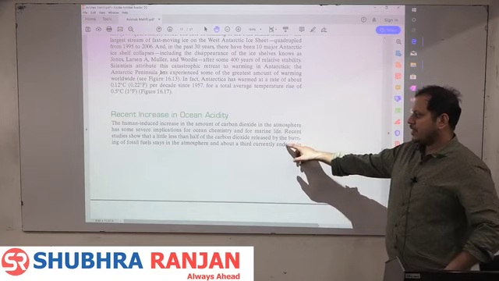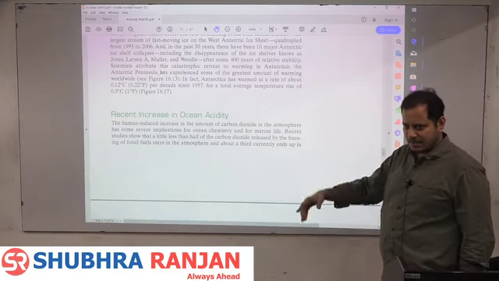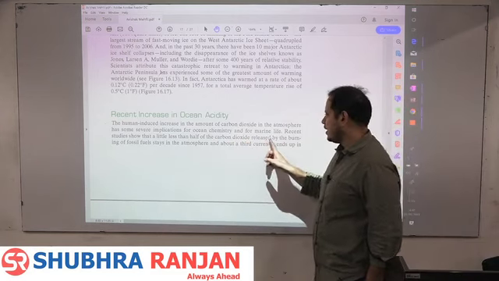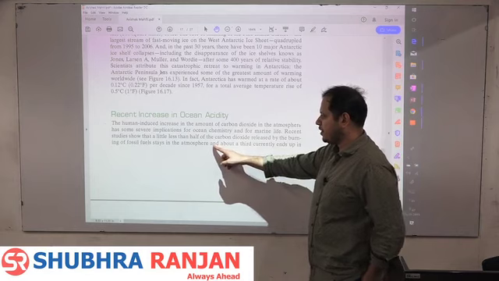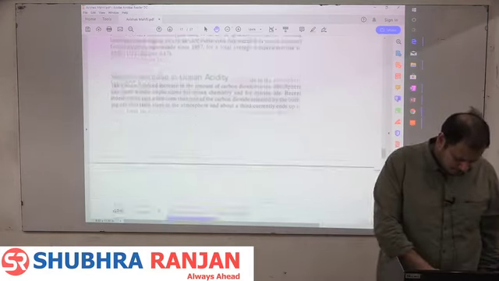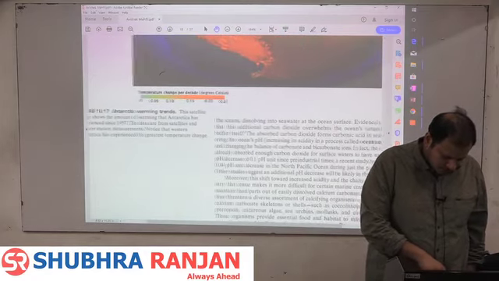Recent studies have shown that a little less than 40%, so you can write 40% or a little less than 50%. A little less than half of the carbon dioxide released by the human burning of fossil fuel stays in the atmosphere, and about a third currently ends up in oceans, dissolving in the seawater.